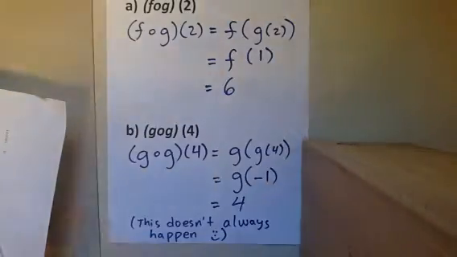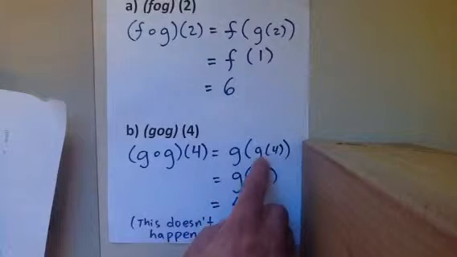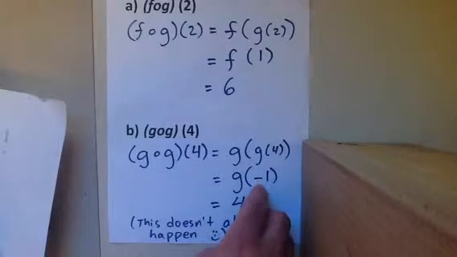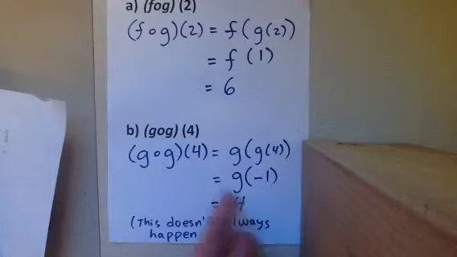So as a recap, g of g of 4 is the same as g at g at 4. We input 4 as x, and we find out what y equals on g, and it equals negative 1. Now x is negative 1, and we look at what y would be on g, and it equals 4. So g of g of 4 equals 4.